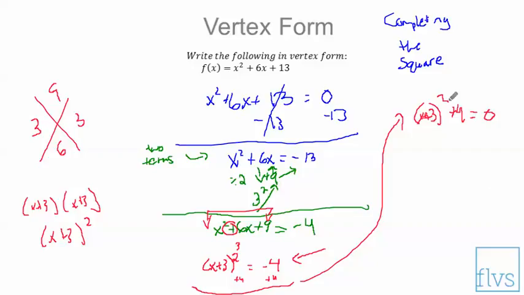Well, here's why. Now it's in vertex form. And because it's in vertex form like we did in the last problem, I know my h, instead of being plus 3, is minus 3. And instead of being plus 4, well, it actually stays plus 4. So my vertex is negative 3, comma, 4. And boom, done.